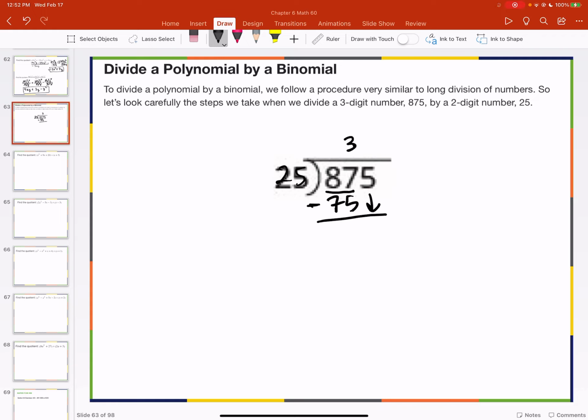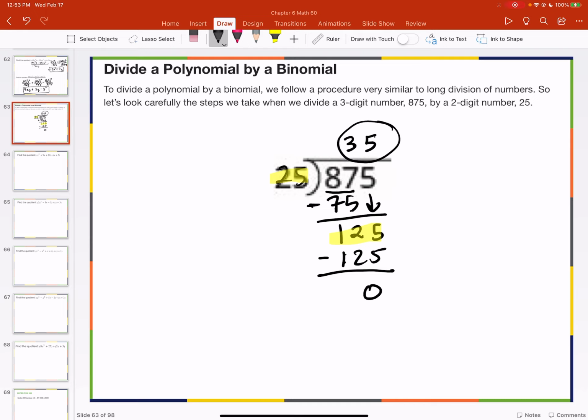So then we bring this down. So that's 125. How many times does 25 go into 125 now? So we start over. It goes in 5 times, and then 5 times 25 is 125, and we subtract. That's a remainder of 0. So your answer is 35.